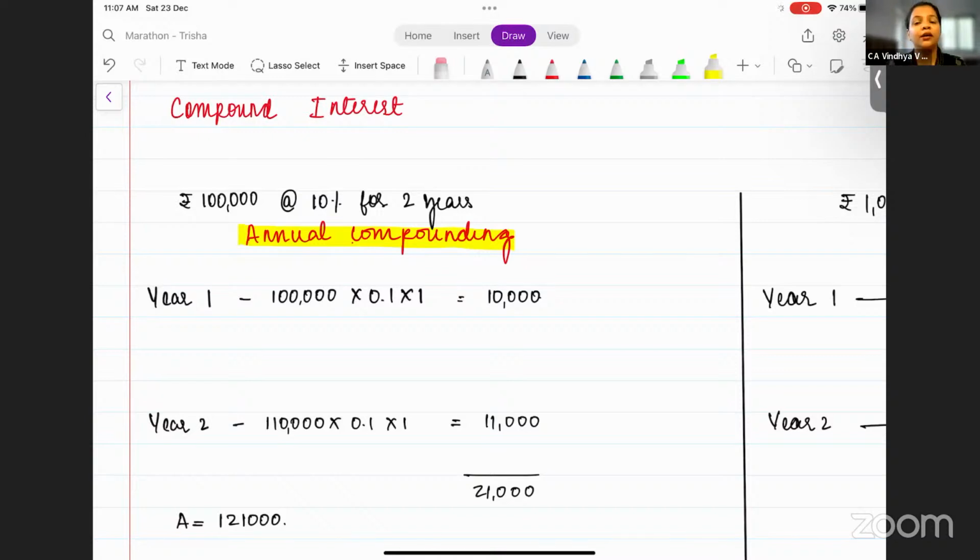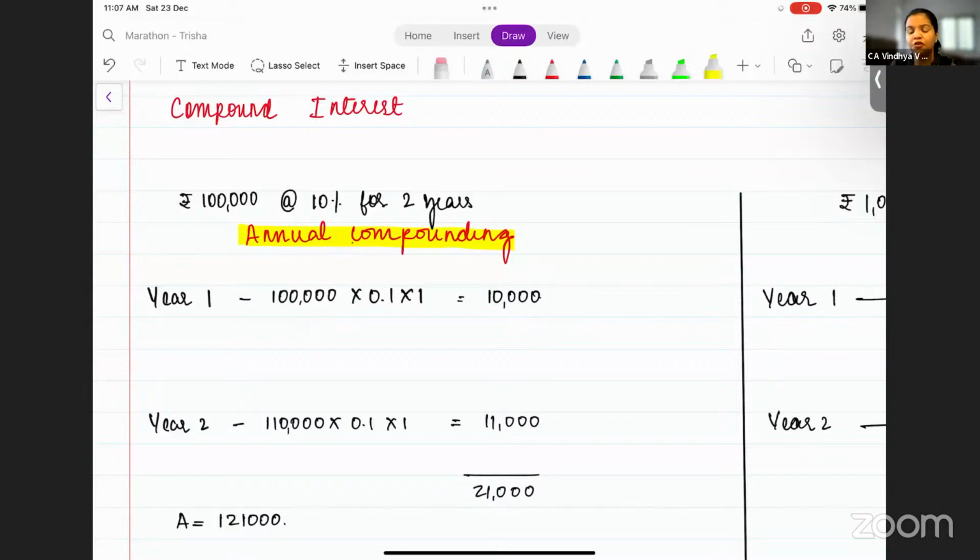So what happens under compounding? Under compounding, any interest gets added to the principal. But when does it get added? That depends on the nature of compounding. So what is this annual compounding that I'm talking about? In annual compounding, interest gets added to the principal once a year. Annual means 1 year. So what happens under annual compounding? Interest gets added to the principal.